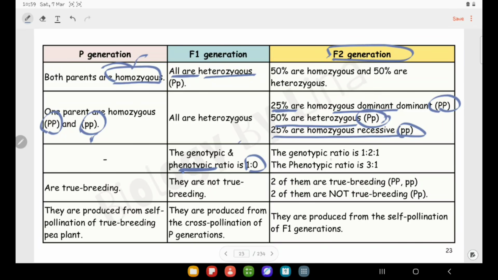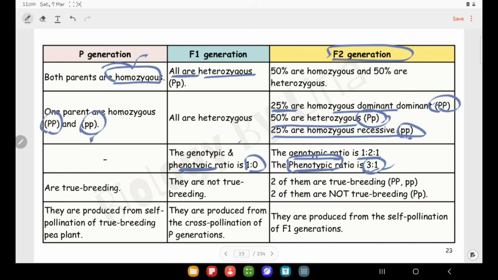What about in F2 generation? In F2, the genotypic ratio, when we represent it by letters, we say it's 1 to 2 to 1. One of them is P capital, P capital, two of them P capital, P small, and one of them is P small, P small. While for the phenotypic ratio, it's very important to know the phenotypic and genotypic. The phenotypic is the appearance, and what we see is 3 purple and 1 white.